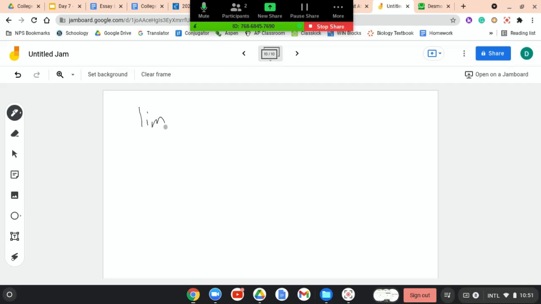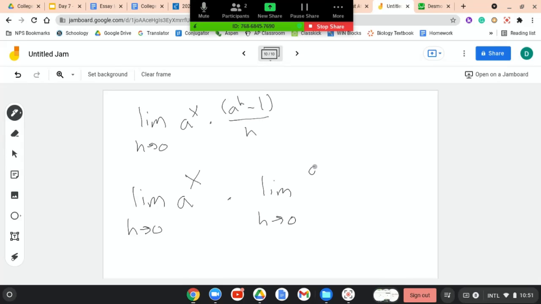So then our derivative is going to be the limit as h approaches 0 of a to the x times a to the h minus 1 over h, right? And we can use our limit rules to split this up. The limit of a product of two things is the limit as h approaches 0 of a to the x times the limit as h approaches 0 of a to the h minus 1 over h. We just use our product limit rule. Do you remember how that works? Okay, cool. So you're valid with what we're doing up until this point.